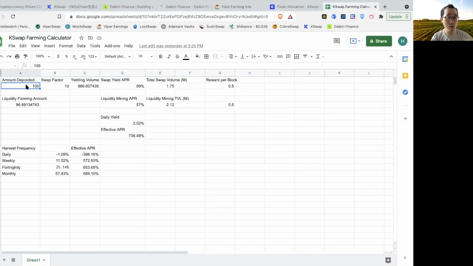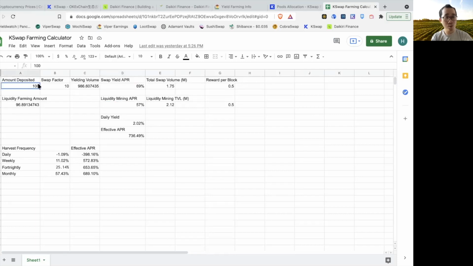So you can enter the amount you deposited and then enter the number of times you swap it, and then you can find the yielding volume, or the amount that is generating yield in the trading pool. Then you need to enter your swap yield APR, which is basically a function of rewards per block and total swap volume. How this is calculated is based on the ratios of reward per block to liquidity mining TVL, and trying to figure out proportionally what the APR would be if the swap volume is a given amount and the rewards were the same. So this is a more complex operation.